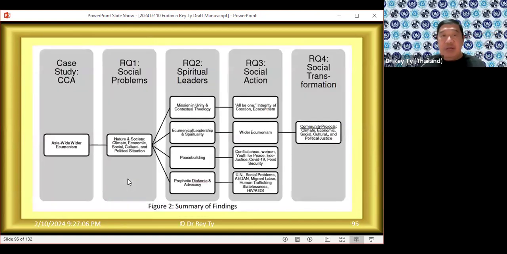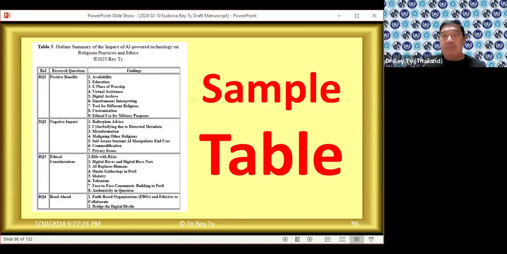In one figure, again, this is a summary of the whole paper. Case study, social problem, and there are 4 concerns. And what did they do with these 4 concerns? And what is the outcome? Social transformation. Without reading the paper, you already know what was going on in the paper. So you do this at the end, summarize everything in a figure or in a table.